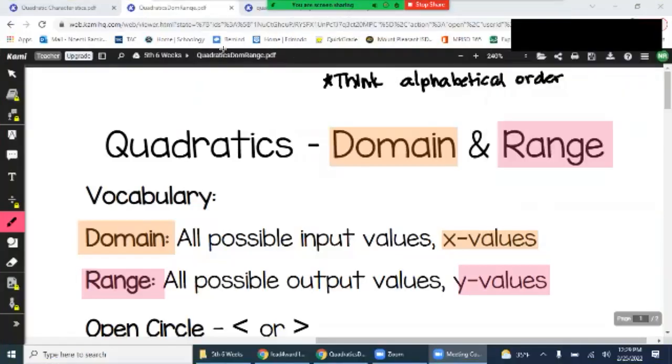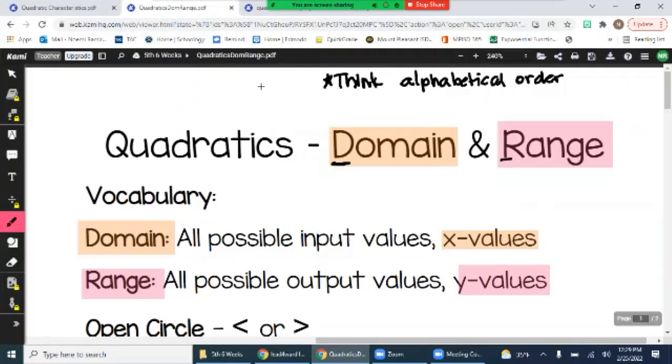Okay, so yes, for domain and range, you got to think alphabetical order. Which letter comes first, domain or range, D or R? D comes before R, just like X comes before Y, if you ever get confused on that. Domain describes all of your X values, range is all of your Y values.